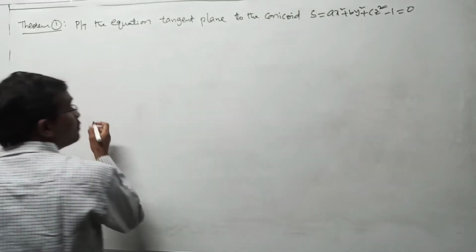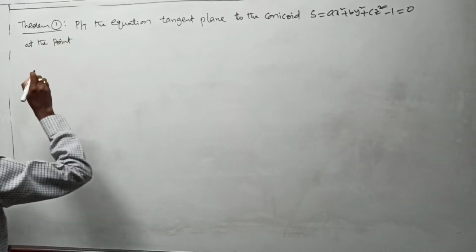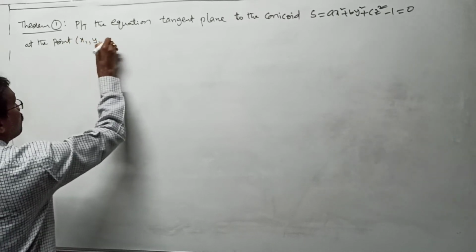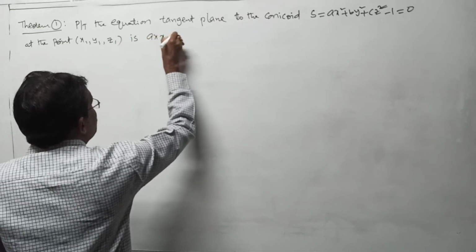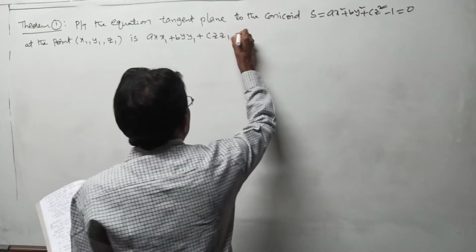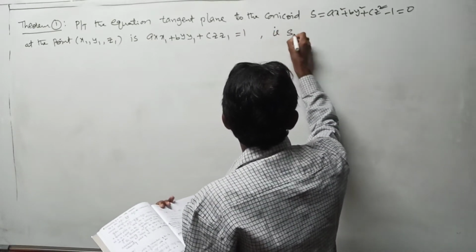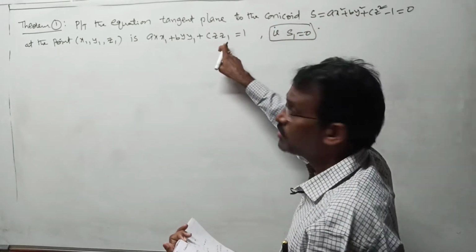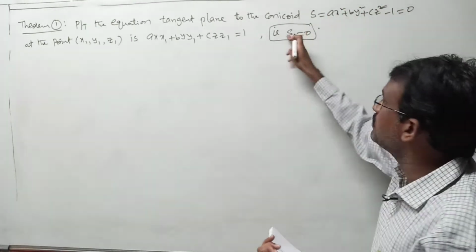At the point (x1, y1, z1) is a x x1 plus b y y1 plus c z z1 is equal to 1, or minus 1 equal to 0. That is the same thing you can write as S1 equal to 0, because if this is S, if you take minus 1 to this side, a x x1 plus b y y1 plus c z z1 minus 1 equal to 0, that becomes S1, or not?